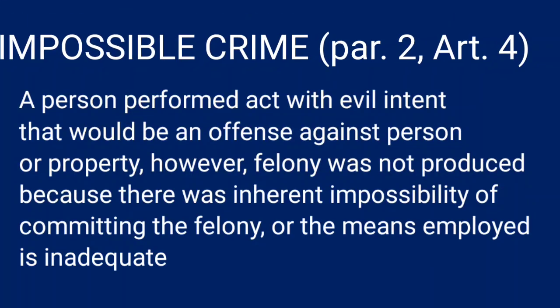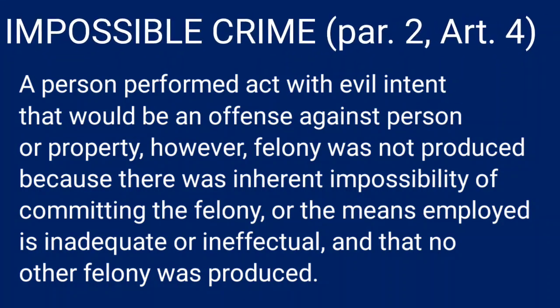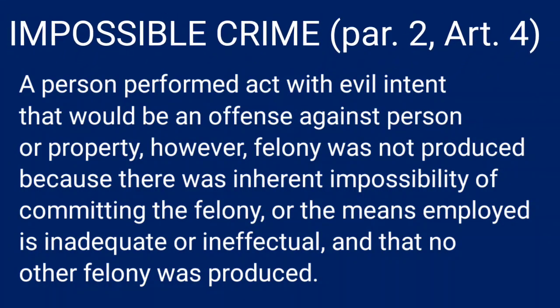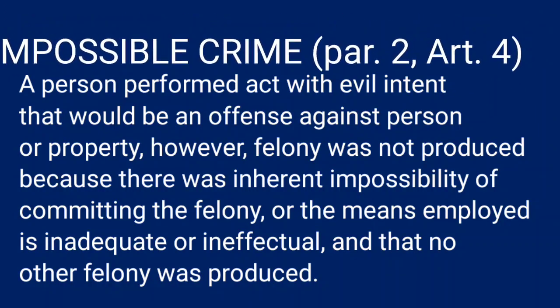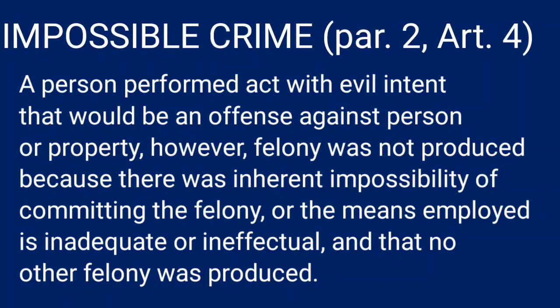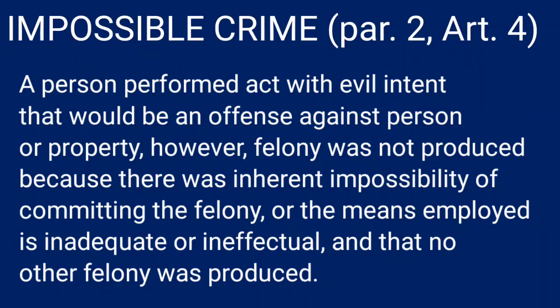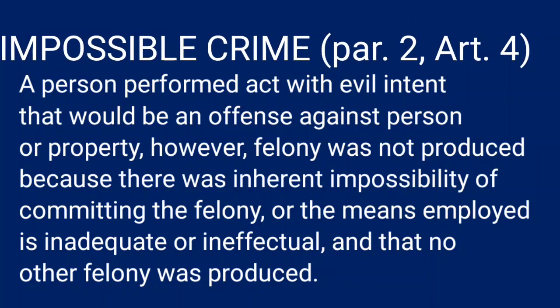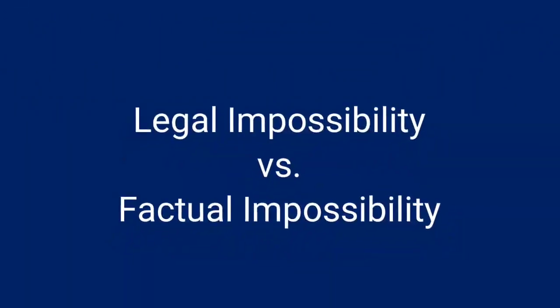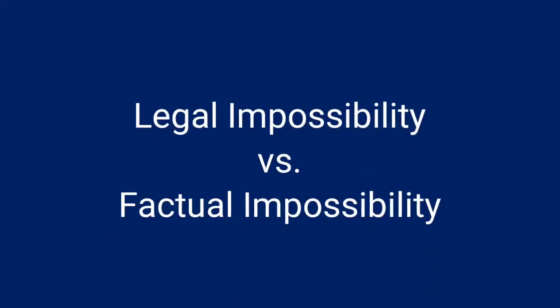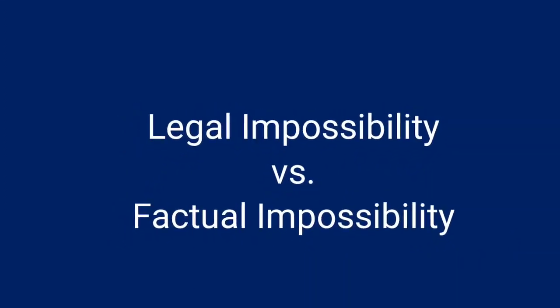Paragraph 2 of Article 4 provides that even if a person committed an impossible crime, he may still incur criminal liability. An impossible crime is committed when a person performed an act with evil intent that would be an offense against person or property. However, the felony was not produced because there was an inherent impossibility of committing the felony, or the means employed is inadequate or ineffectual, and no other felony was produced. There are two kinds of inherent impossibility: legal impossibility and factual impossibility.